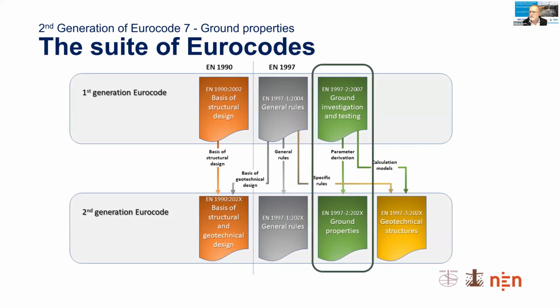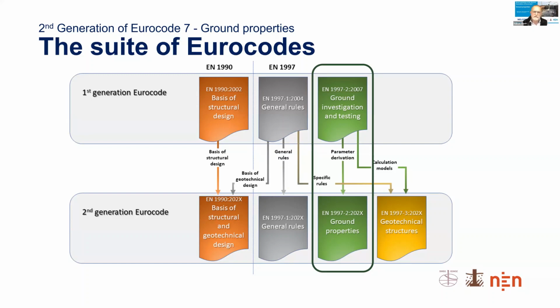And if we take a look at what we are dealing with here today, it's ground investigation and testing. That's the name of Eurocode 7 part 2 for the first generation. It has changed name because it has changed content. The content is sorted in another way, and that's why the name of Eurocode 7 part 2 will be ground properties, because it's a development.